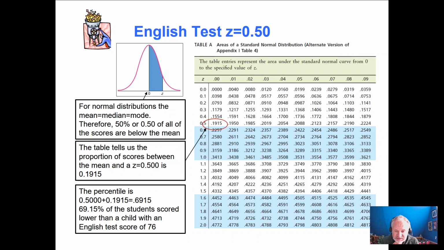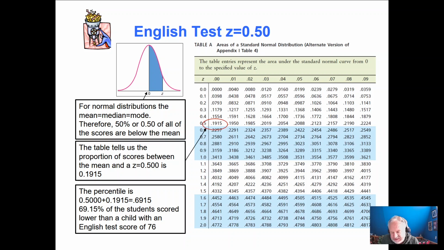So relative to the child's peers, scores on the English test are not quite as good as the child's score on the math test. The child's score on the math test was quite exceptional. On the English test, the child was above average, but nothing super exceptional.